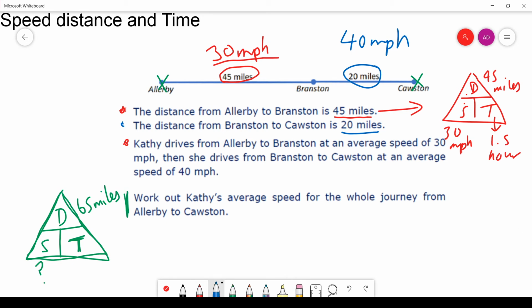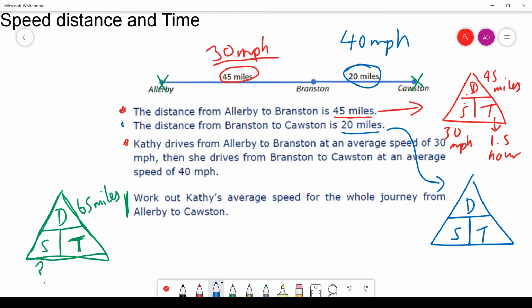Next, the distance from Branston to Corston is 20 miles. So I'm going to do a triangle for this one here. So it's a separate triangle because the speed has changed. The speed has changed, so it has to be a separate DST triangle. So here we go, DST.